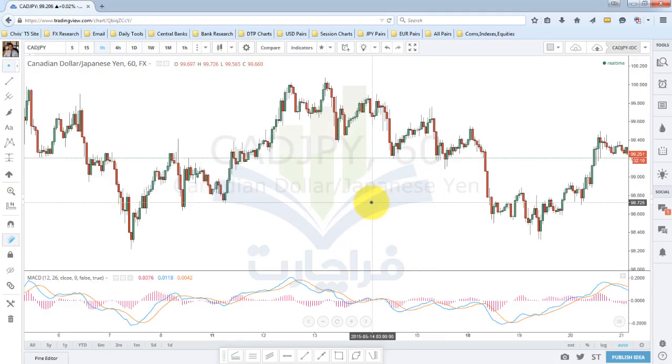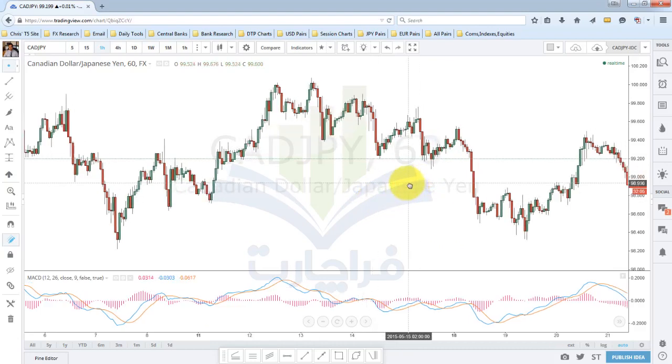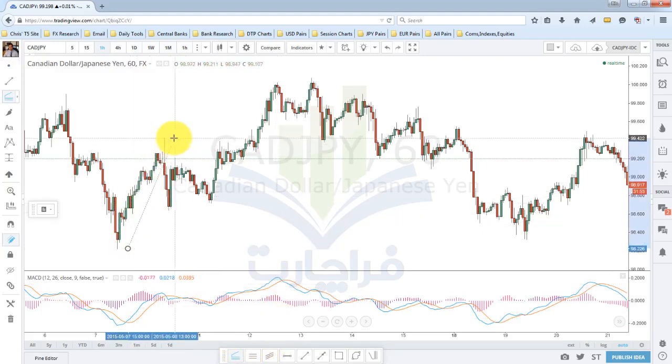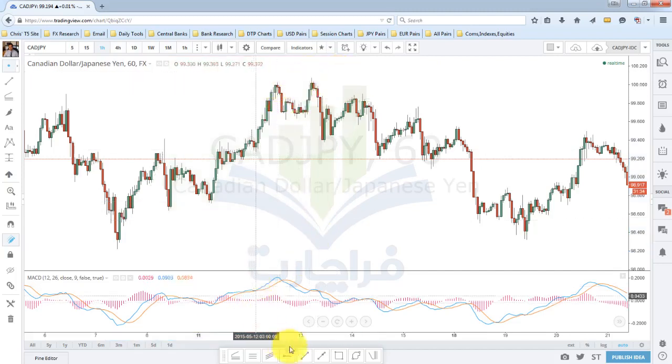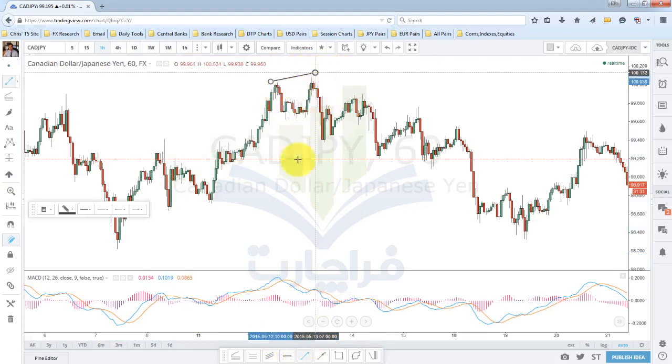Okay, now for our very objective divergent setup, we're going to use the extensions. The extensions that we talked about earlier are different than projections. Just to explain again, the projections or expansions measure not only this initial leg and project it, they also measure back to the pullback here. So we would measure this high down to this low, and that projects this out to the equal legs, 127. Whereas when we're trading our basic divergence setup, we use the extensions.